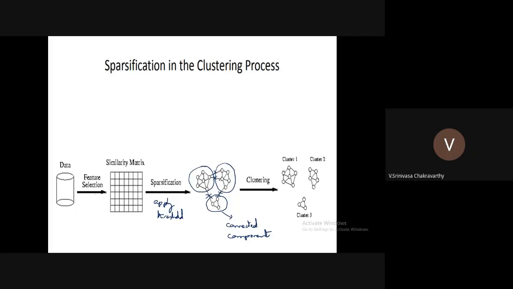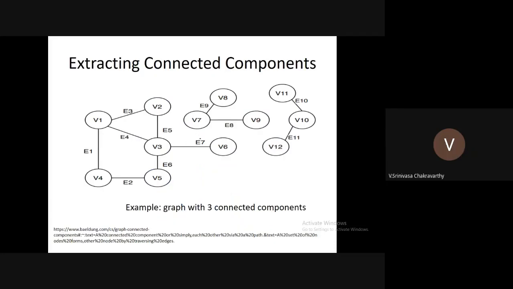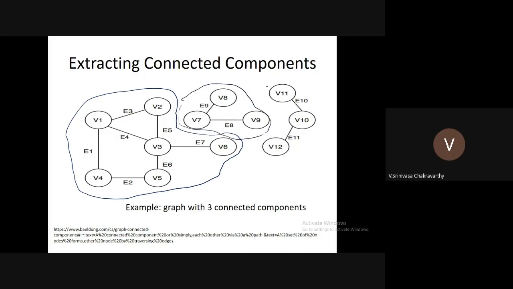There's a way of finding it out, and there's an algorithm for that in graph theory. I'm not discussing that, but just look at this example. In this graph, you can see that there are three connected components. This is one, this is another, this is another.